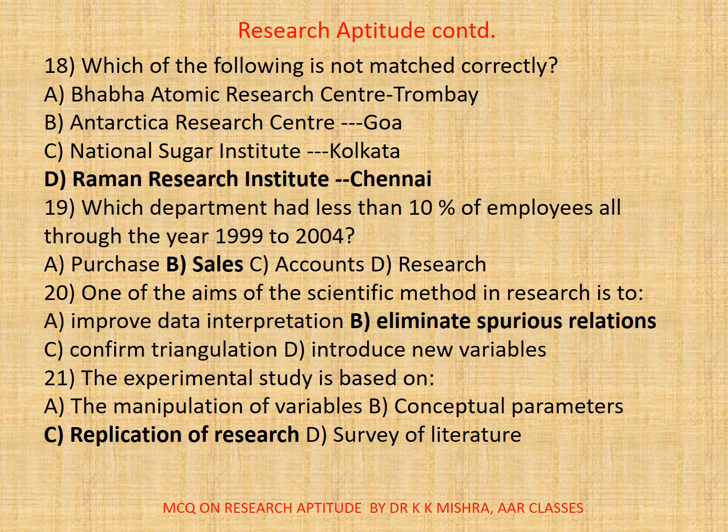18. Which of the following is not matched correctly? A. Bhabha Atomic Research Center, Trombay. B. Antarctica Research Center, Goa. C. National Sugar Institute, Kolkata. D. Raman Research Institute, Chennai. Correct option is D.